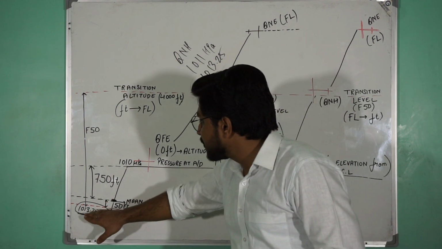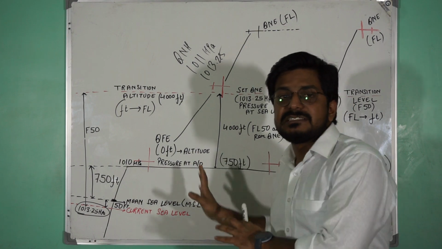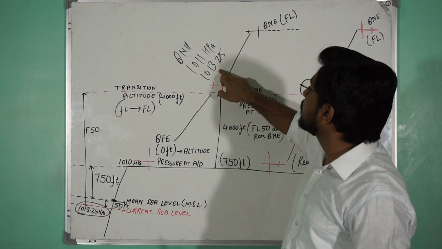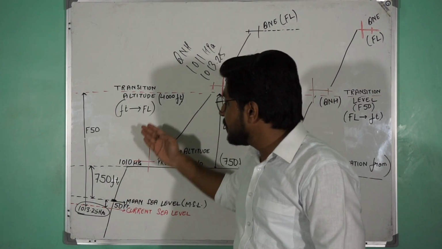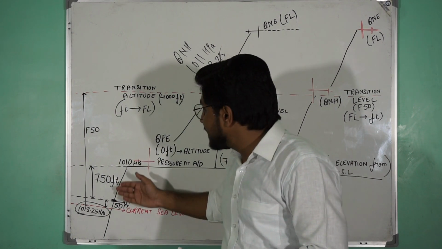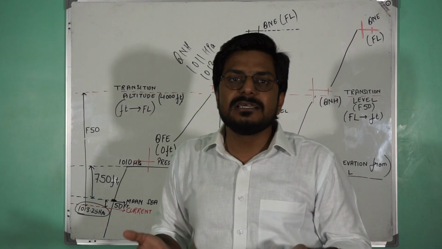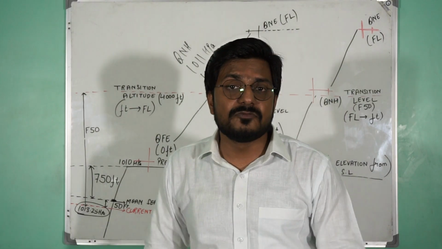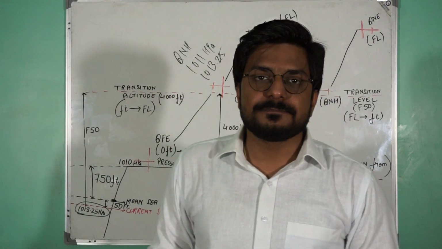So at that time the pressure at the sea level will be the same as at mean sea level, and mean sea level pressure and sea level pressure will be the same, and QNH will be 1013.25. Whereas in all other conditions, where the sea level goes up or goes down, the pressure will also increase from 1013.25, or it can decrease from 1013.25. Now, why are we tuning QNH at the time of landing?